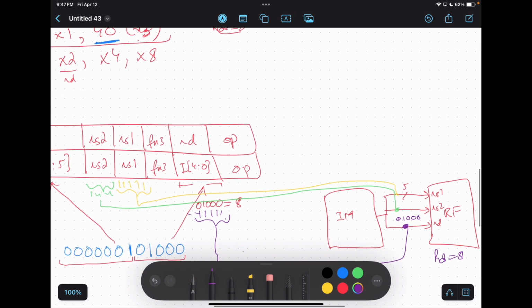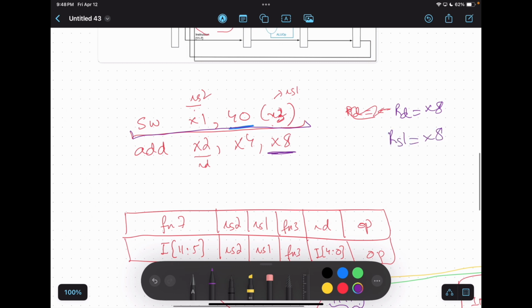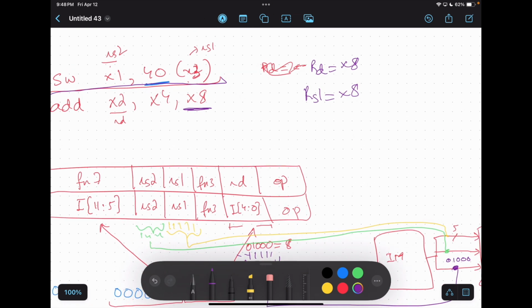So this is the first instruction. Look at here: in this instruction it will consider rd equals x8, and in the next instruction we have rs1 equivalent to x8. So it will consider this a data dependency, because the rd in this instruction is equivalent to the rs1 in the next instruction.